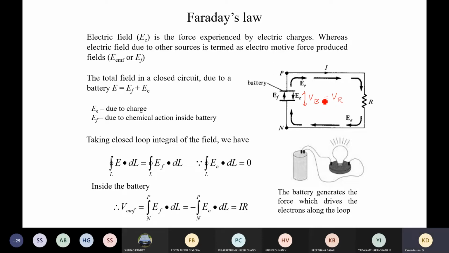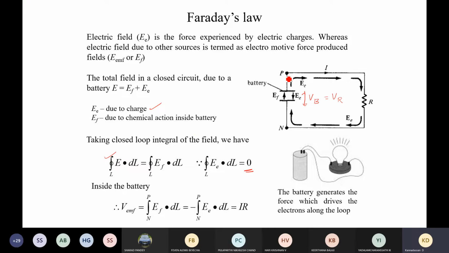Therefore, we can say that the battery produces the so-called electric flux to move the point charges, that is the electrons, and which we often refer to as the field due to the charge. This field due to the charge closes itself, and there the closed path integration is always 0. This is very natural; we can call it Kirchhoff's law itself.